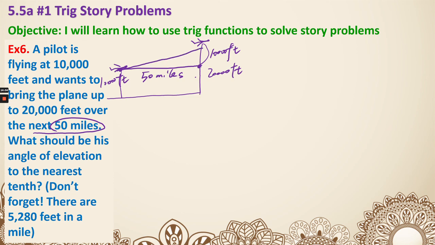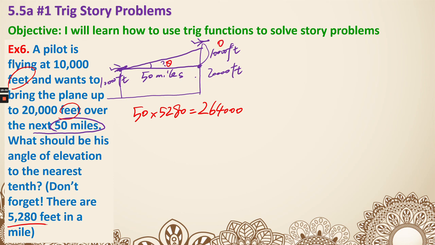He's asking what should be his angle of elevation. So this is going to be the angle of elevation. We can't just use 50 miles because everything is in feet. So here's the conversion: 50 miles times 5,280. That's going to give us how much 50 miles is in feet. That is going to be 264,000. So that side is 264,000 feet. It's asking for theta.